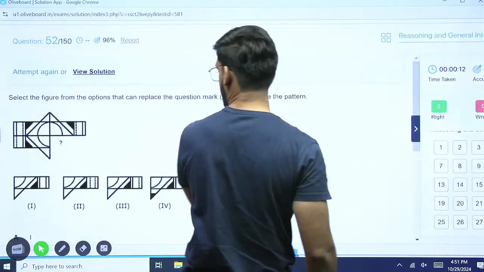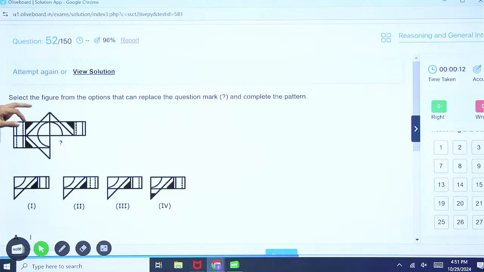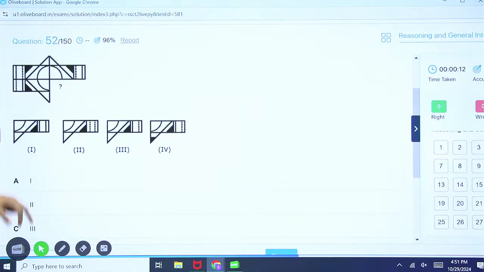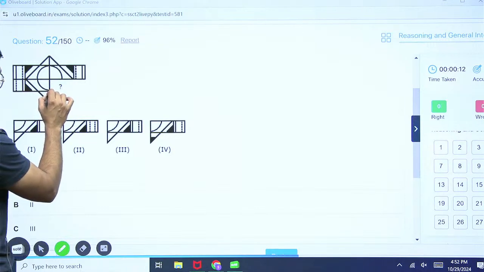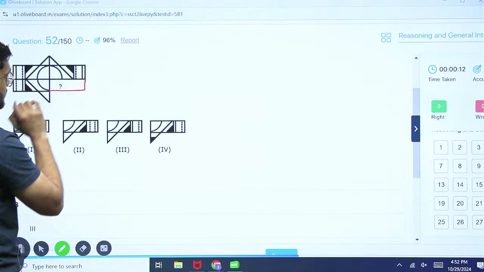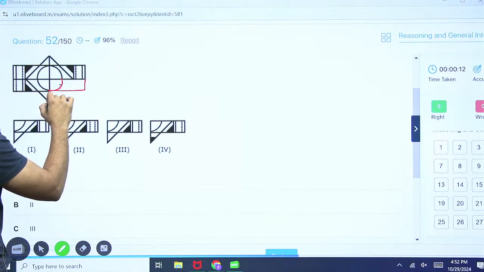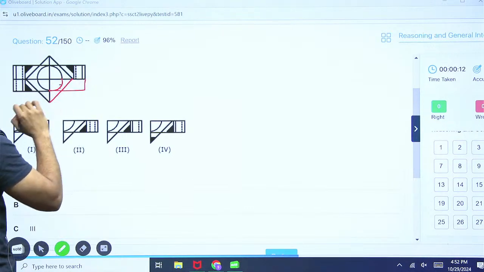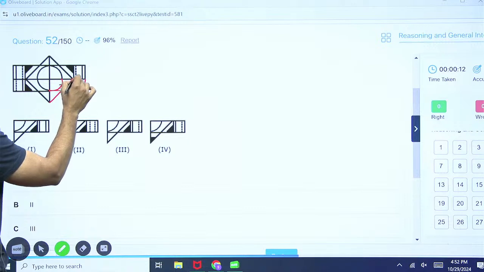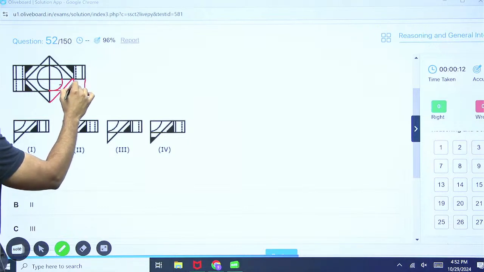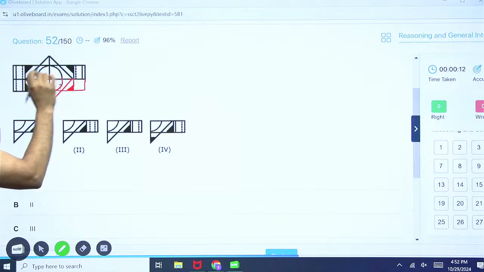22nd question on our screen. We need to complete the pattern in order to get the right answer. First of all, this rectangle will be completed like this. Circle will be completed like this, right? And this square will be completed like this. And this darker shaded will come like this, and this will come like this. This needs to be done like this.